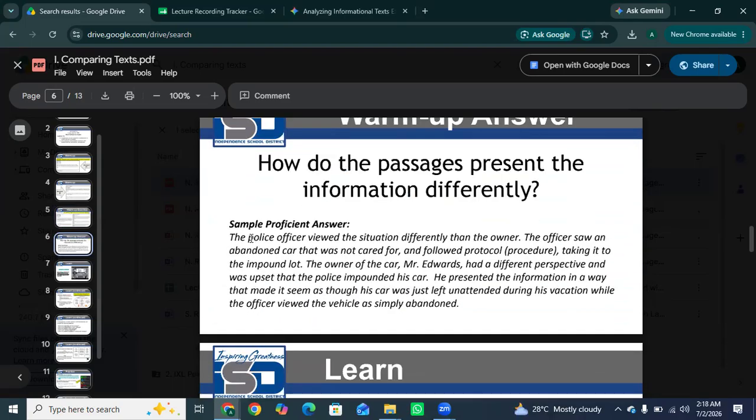So this is the answer. The police officer viewed the situation differently than the owner, and the officer saw an abandoned car that was not cared for and followed protocol, taking it to an impound lot. Basically it shows the perspective of the two different people. Two different people can look at the same facts but tell completely different stories based on their perspective.